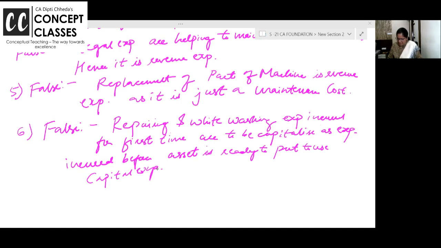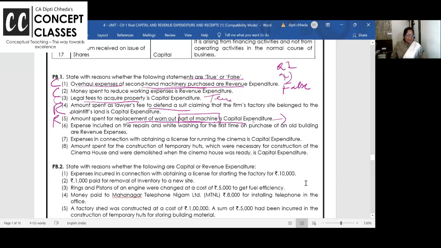Chalo. 6th ke baad, next one. Yes, some of you may have done it in the 12th and also they may be feeling my speed is slow, but this is only for the concept. आप देखो आगे हम अच्छे से करेंगे अगर आपको समझ में आए. So this is a capital expenditure. Expenditure in connection with obtaining a license for running the cinema is a capital expenditure.